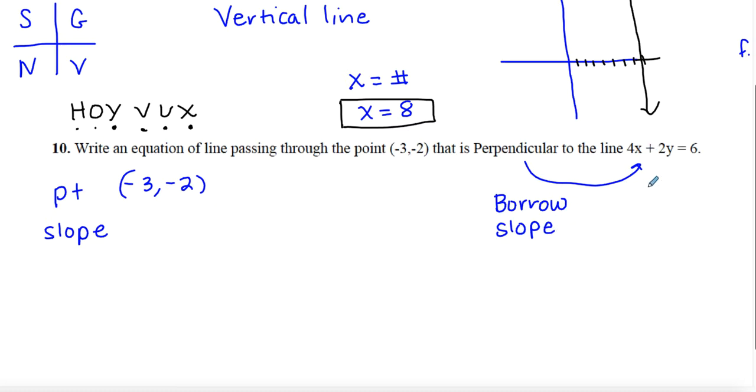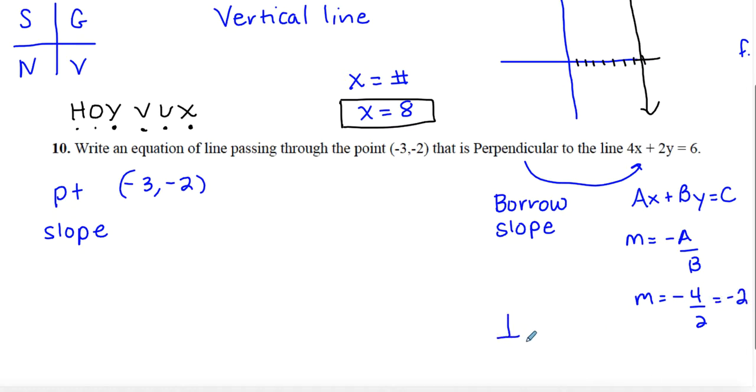So this is standard form, in the form ax plus by equals c. A very easy way to find the slope that we've learned is to do -a/b. So that would give me -4/2. So the slope of this line is -2. So a perpendicular slope would have to be the opposite reciprocal, which would be 1/2. Okay, so I have my slope now of 1/2.